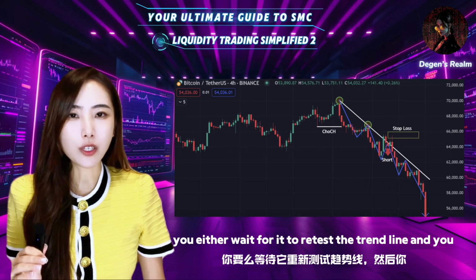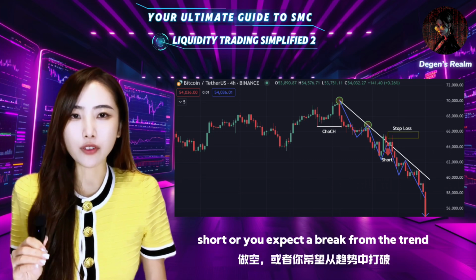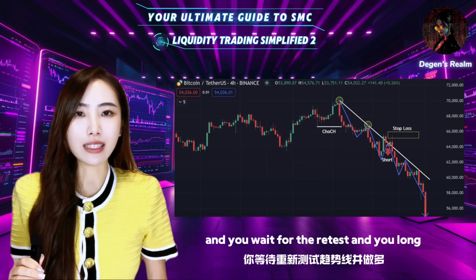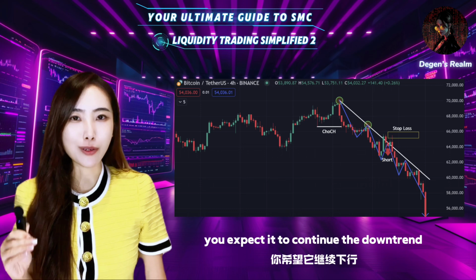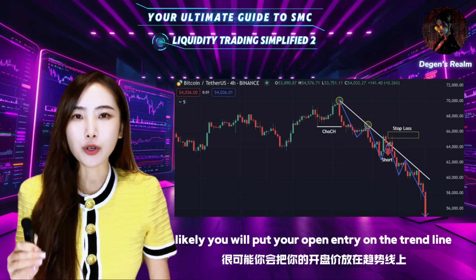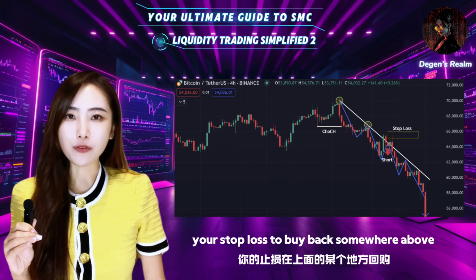You either wait for it to retest the trend line and you short, or you expect a break from the trend and you wait for the retest and you long. So let's say you expect it to retest and continue the downtrend. Likely you will put your open entry on the trend line, your stop loss to buy back somewhere above.